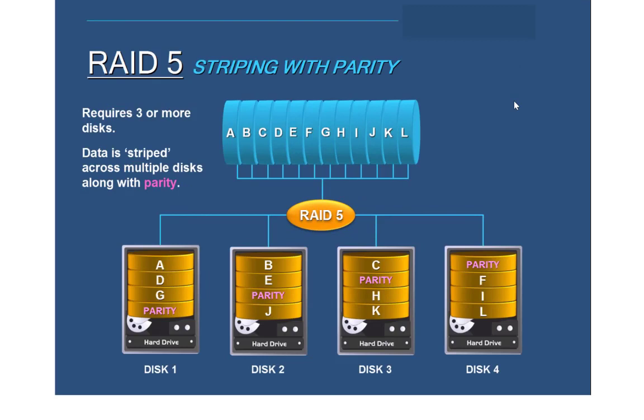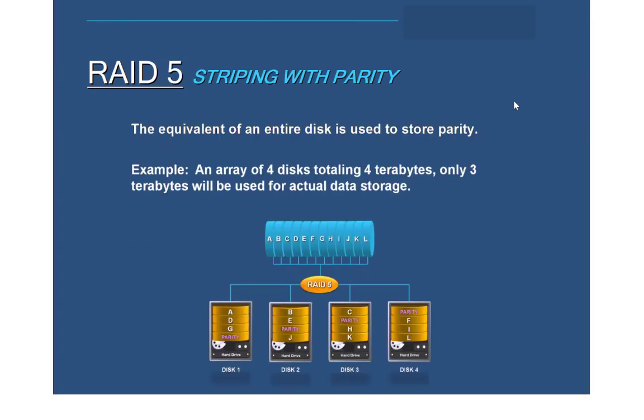Now we move on to RAID 5. RAID 5 is also called striping with parity. Basically in RAID 5 we need to have at least 3 hard drives or more. Data is striped across multiple disks along with a parity bit. The parity bit is used to recover data in case of failure of any hard drive. The equivalent of an entire disk is used for parity.